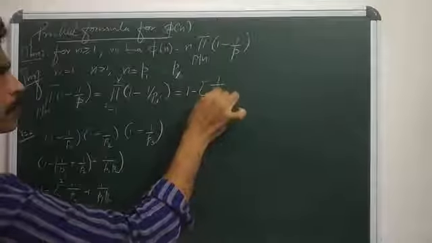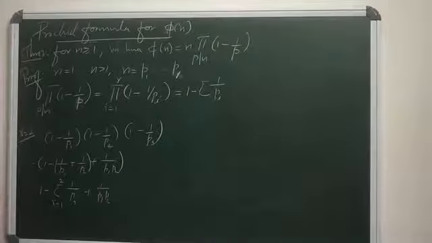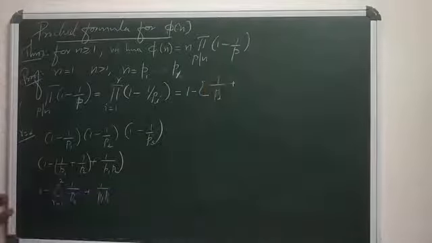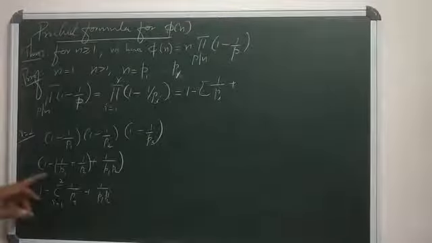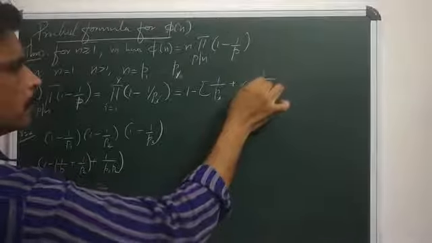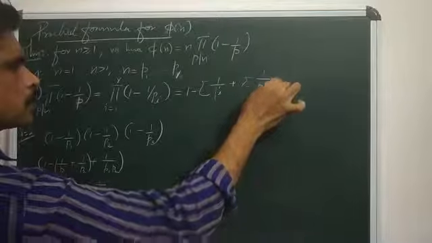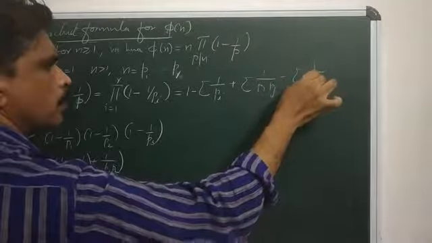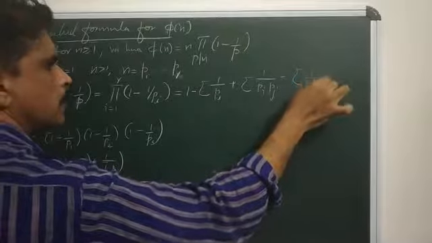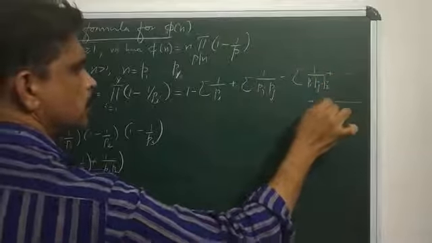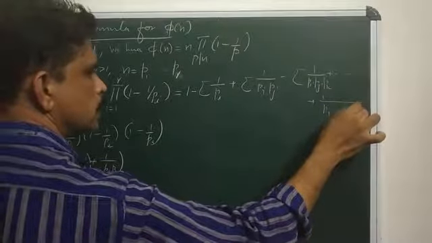It is 1 minus sigma 1 by pi, plus sigma 1 by pi pj, minus sigma 1 by pi pj pk, plus etc. The last term is plus or minus 1 by p1 etc. pn.